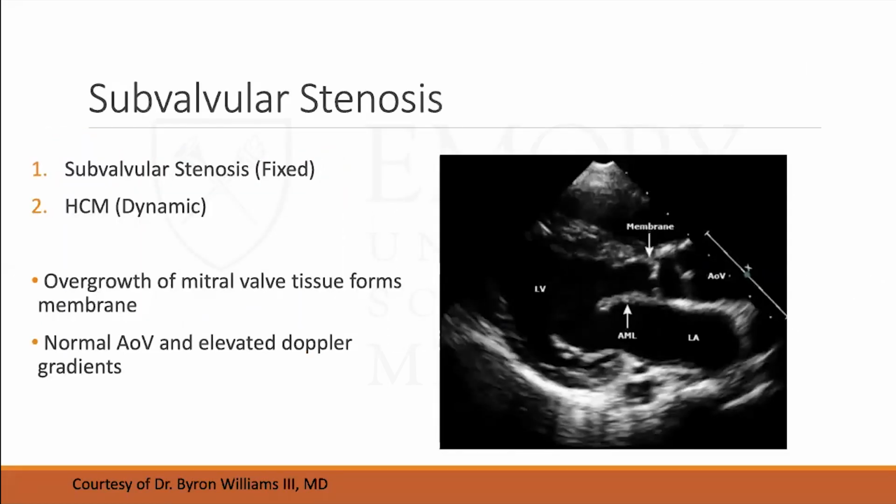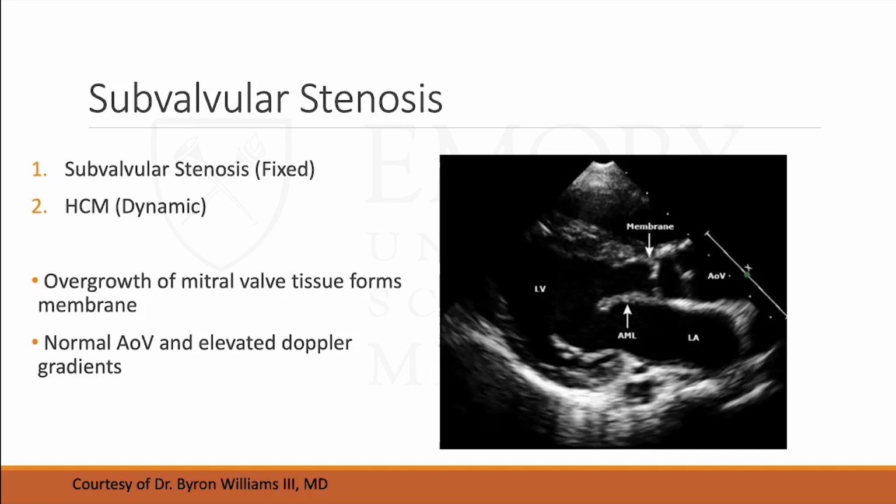And then you can also have subvalvular stenosis. This subvalvular stenosis could be either fixed or dynamic. Typically, when we think about it being fixed, you're talking about an overgrowth of mitral valve tissue that forms a membrane in the LVOT, or there can also be a tubular narrowing of the LVOT. Usually when you see that, the thing you would think about would be Shone's complex. And then of course you have hypertrophic cardiomyopathy, where you have a dynamic subvalvular stenosis due to LVOT obstruction from a thick septum and SAM.